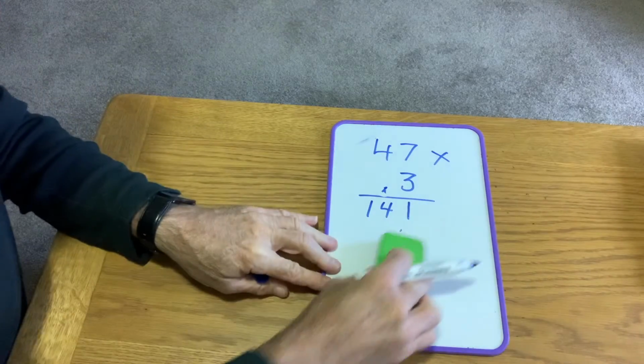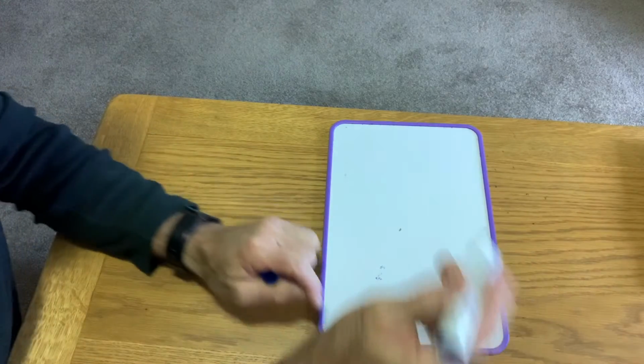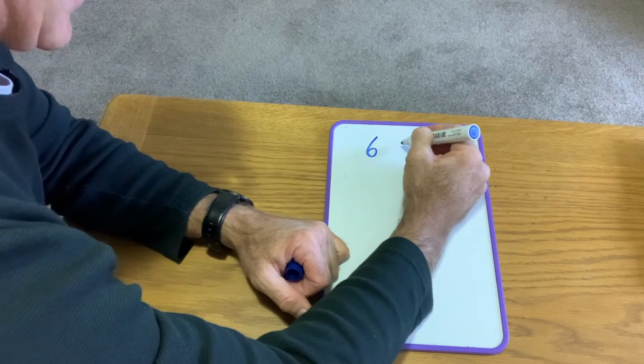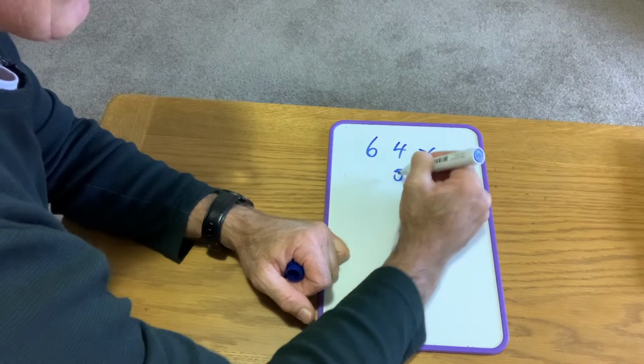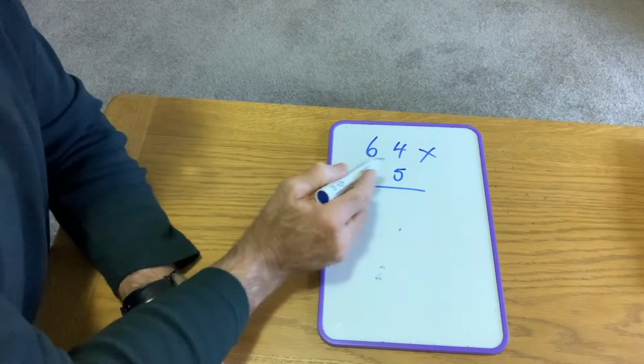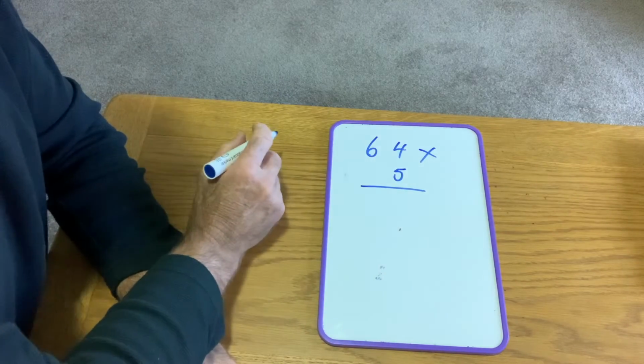I'll do another example. Let's go random. Let's go 64 multiplied by 5. Once again, 5 times 4 is 20.